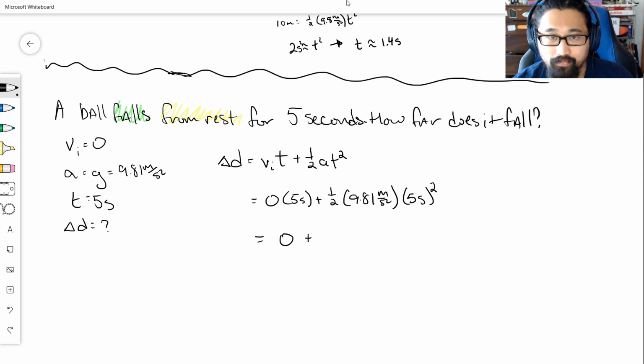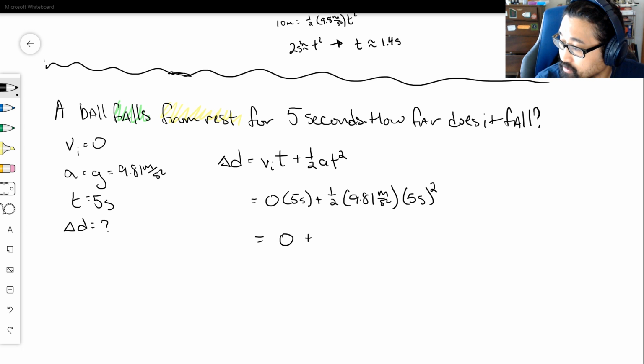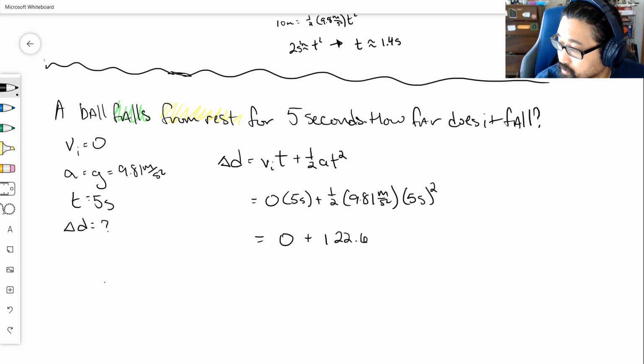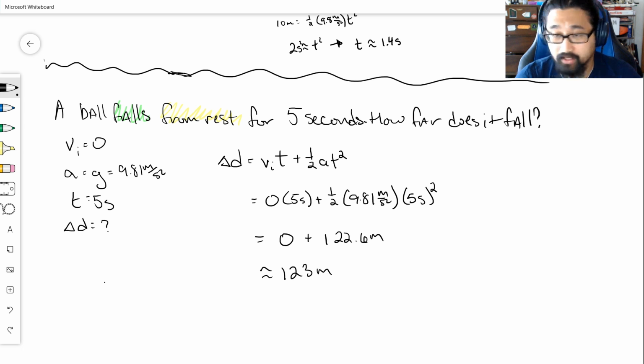All right, I'll do some real math. We'll do actual math. So 9.81 times 5 times 5 times 0.5. It's 122.6. So this is 122.6 meters. So I'm going to call it 123 meters-ish. So if you let something fall for 5 seconds, assuming that it's accelerating the whole time, it's going to fall a little more than 100 meters. I guess technically 20 meters is a lot more than 100 meters. But this was all fairly straightforward. Plug in information, we move on.